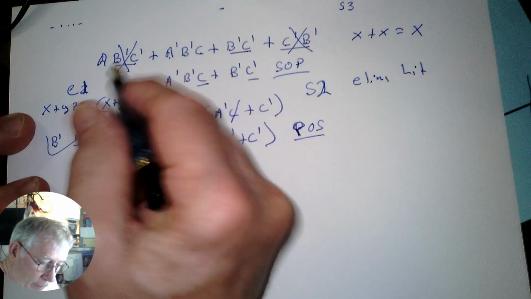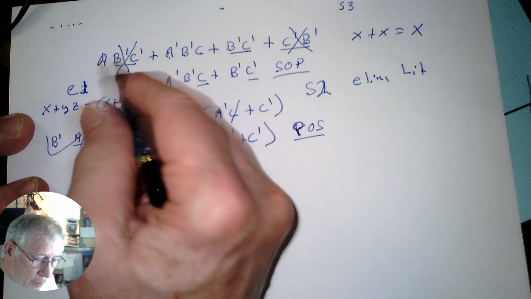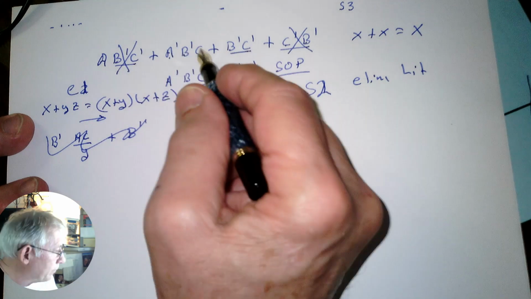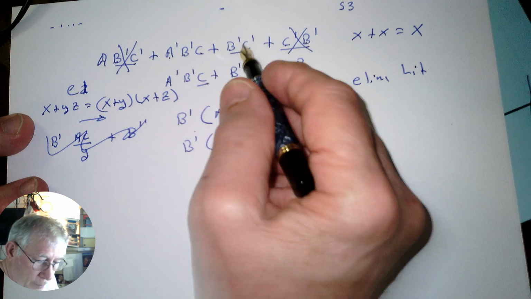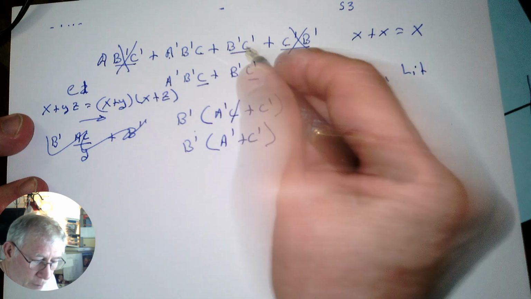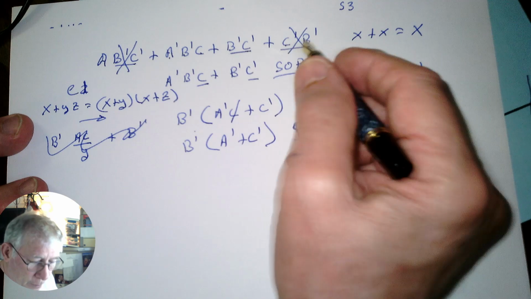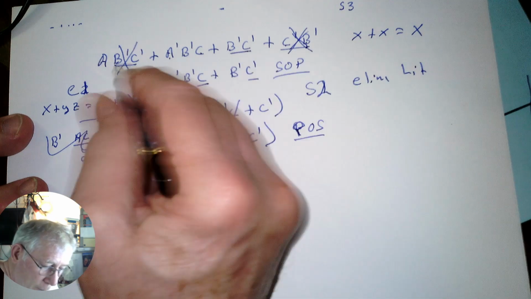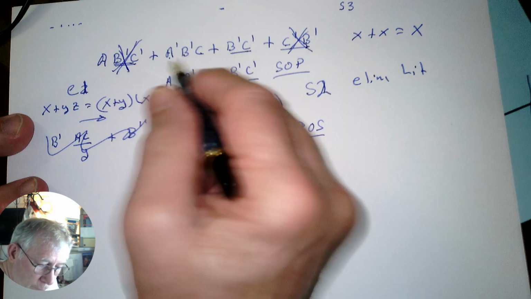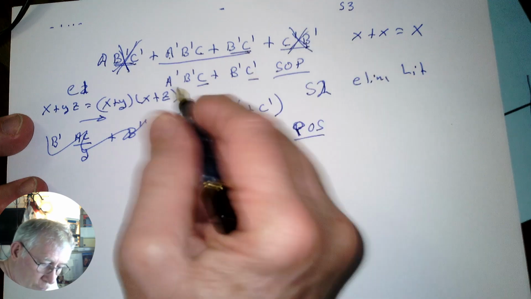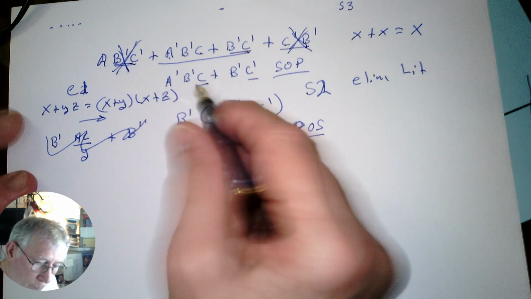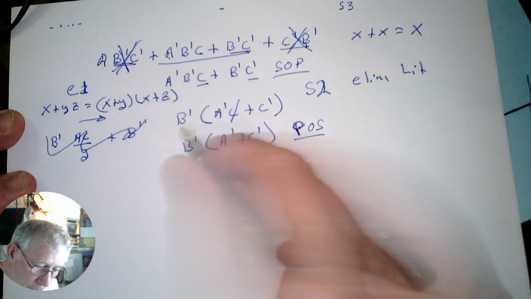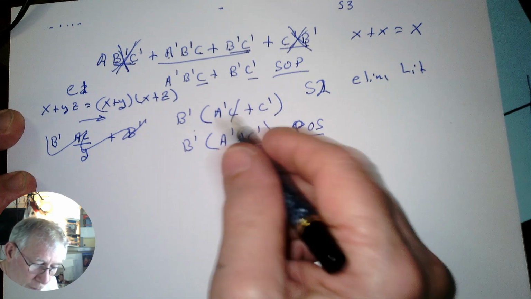Okay, so we start with A B prime C prime, A prime B prime C, B prime C prime, and C prime B prime. Well, B prime C prime is the same as B prime C prime B prime, so we get rid of that. And we have a B prime C prime, so we get rid of that. And now we're left with these two terms. And so in this case, we factor out the B prime, and we get B prime times A prime C plus C prime.